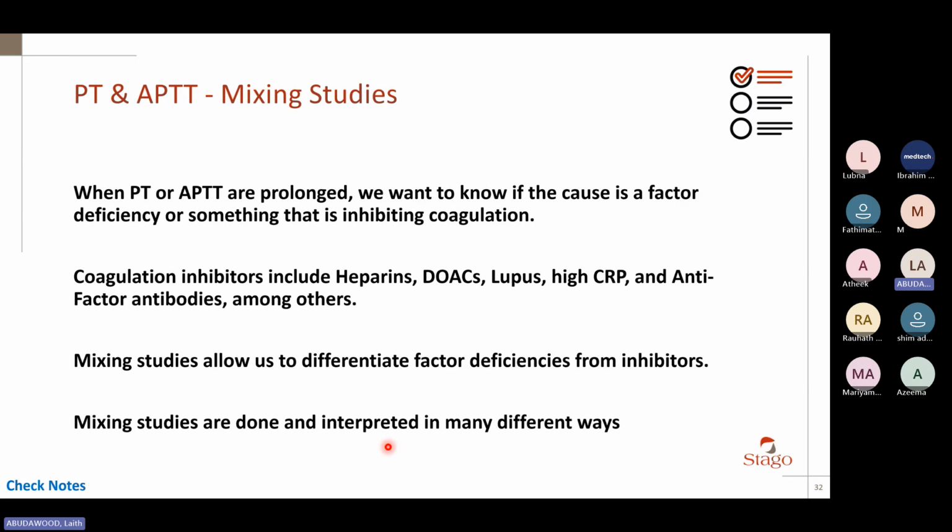So this is a very, very important point to consider. When I talk about correction and mixing studies, I do not mean that it goes back to the reference range. That does not always happen. Many corrected cases are still outside the reference range. This depends on the reagent, this depends on the patient, this depends on the pooled normal plasma. So it's very important to consider this point.